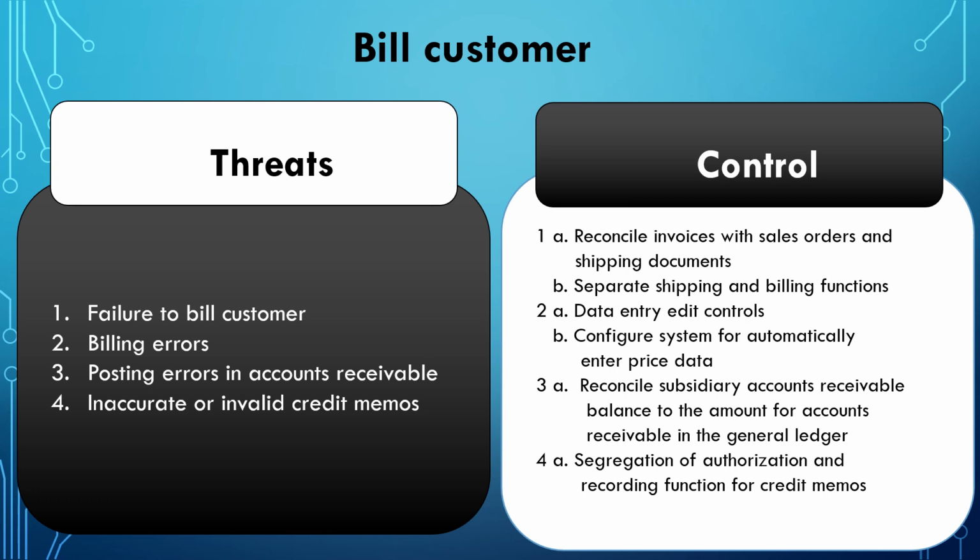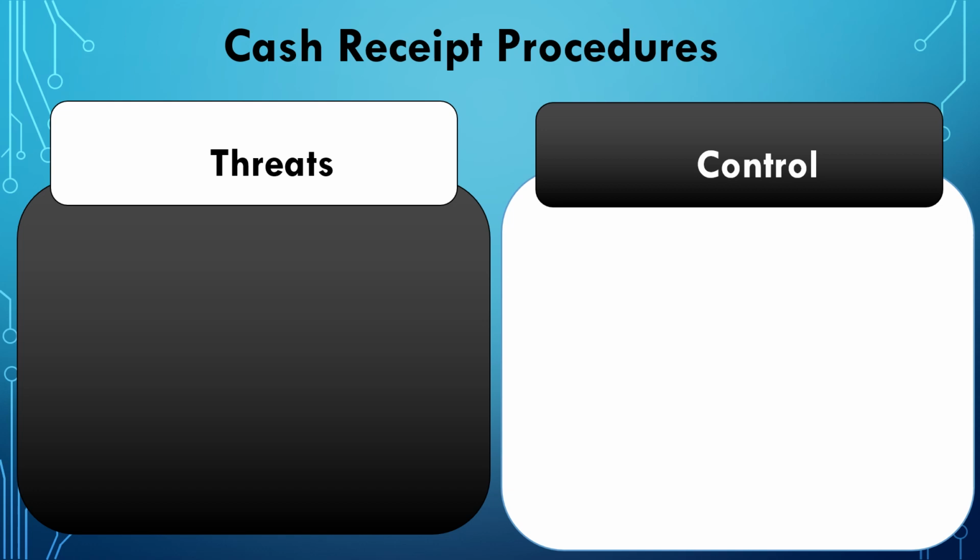Then three, reconcile the subsidiary accounts receivable balance to the amount of accounts receivable in the general ledger. And lastly, segregation of the authorization and recording function for the credit memo. Last one is about cash receipt procedures. The threat is either theft of cash or cash flow problems.